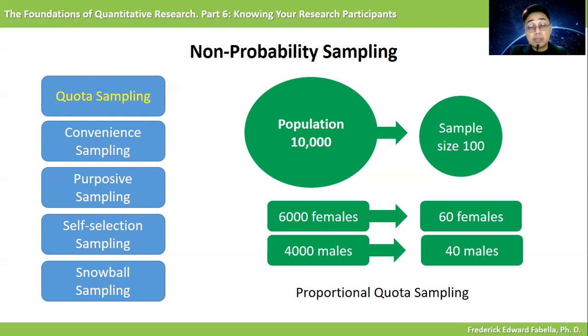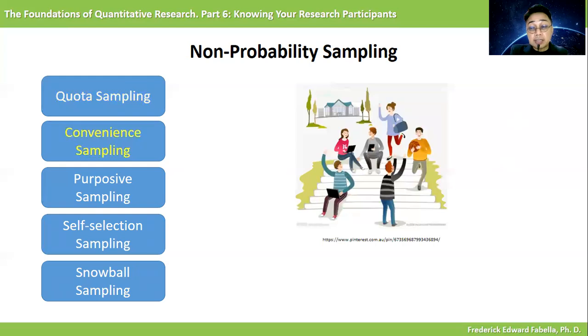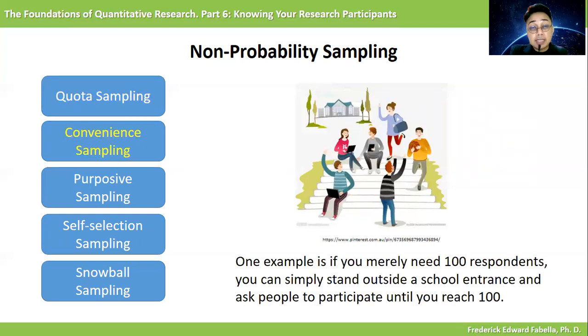Let's now proceed to convenience sampling. In convenience sampling, an example is if you merely need 100 respondents from a school, you can simply stand outside a school entrance and ask people to participate until you reach 100. So that's very convenient. That's why it's called convenience sampling.